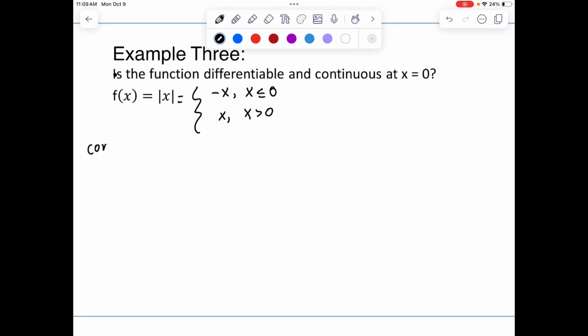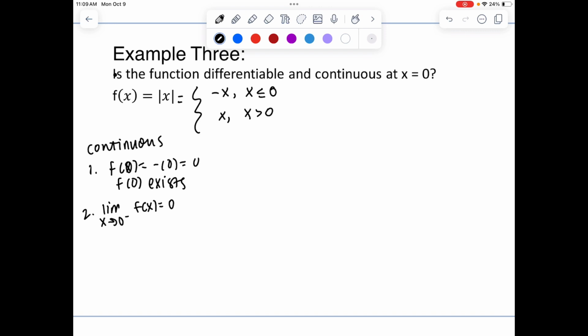And so I'm going to start by finding continuity. f of 0 just equals, it really didn't matter which one I used, negative 0. So f of 0 exists. Step 2, the limit as x approaches 0 from the left, well, negative 0 is just 0. And then the limit as x approaches 0 from the right, positive x is just 0. And so the limit exists. And then we already know this to be true, but f of 0 equals the limit as x approaches 0 of f of x, which equals 0.